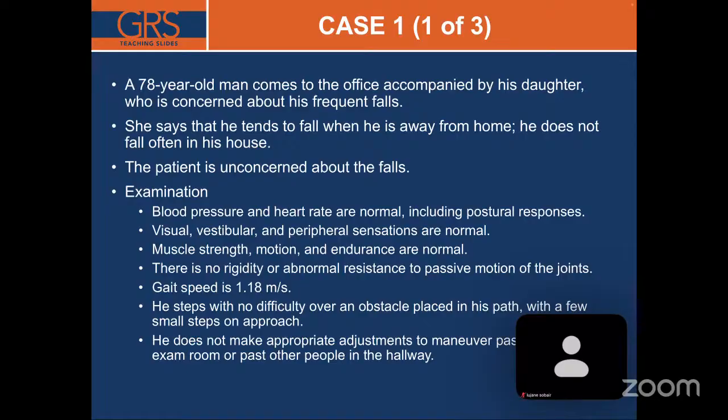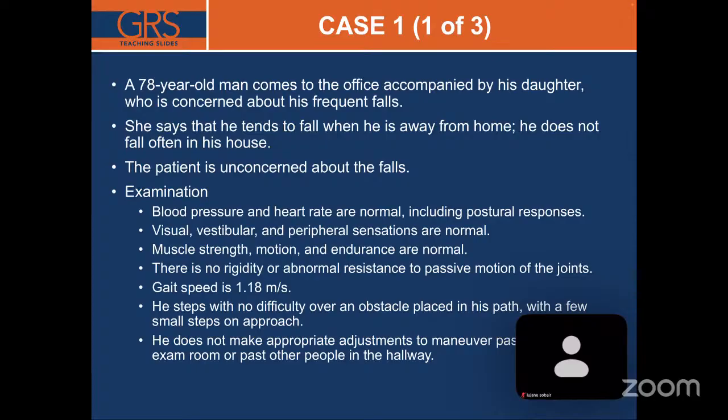Now we can move on to apply what we've learned to real life scenarios. Please feel free to share your thoughts and reasoning. I have three case scenarios here we can discuss together.